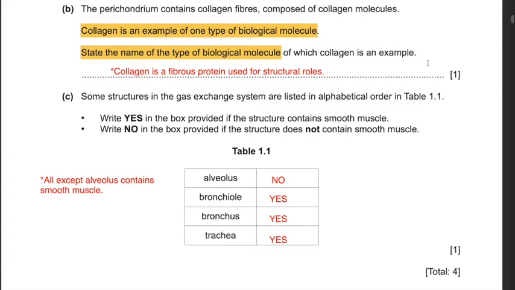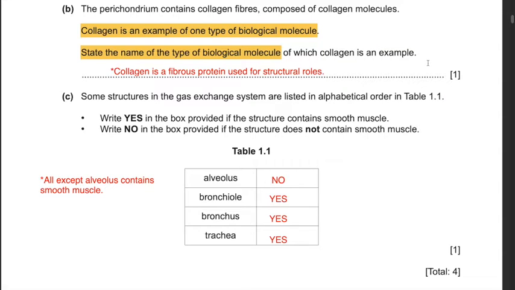B. The perichondrium contains collagen fibers composed of collagen molecules. Collagen is an example of one type of biological molecule. State the name of the type of biological molecule of which collagen is an example. Collagen is a fibrous protein used for structural roles. So you could either say collagen is a protein or you could mention fibrous protein. Since they're asking the name of the type of biological molecule, we should state whether it is a protein, whether it is a carbohydrate, whether it is lipids. Since collagen is a fibrous protein, we can simply say fibrous protein or just protein.